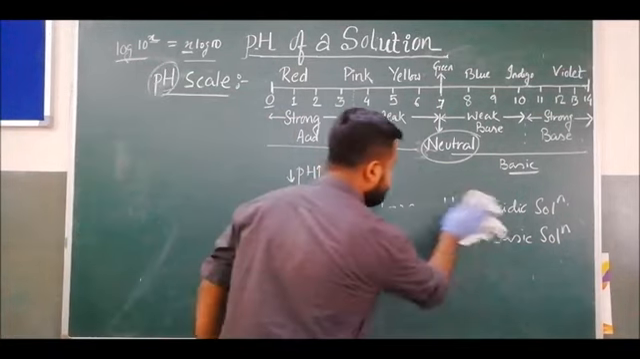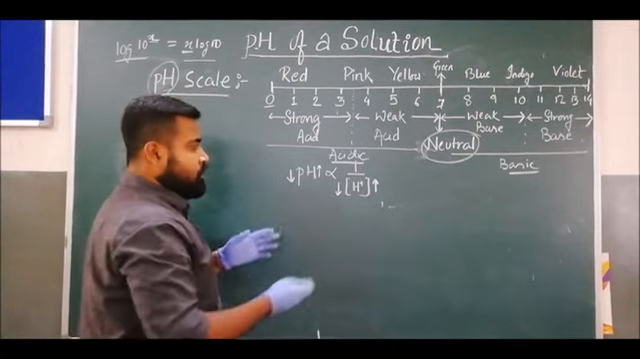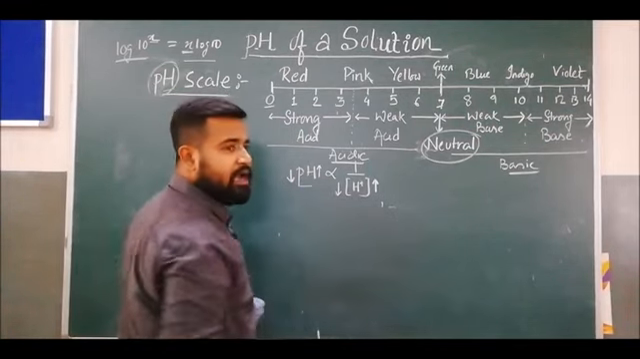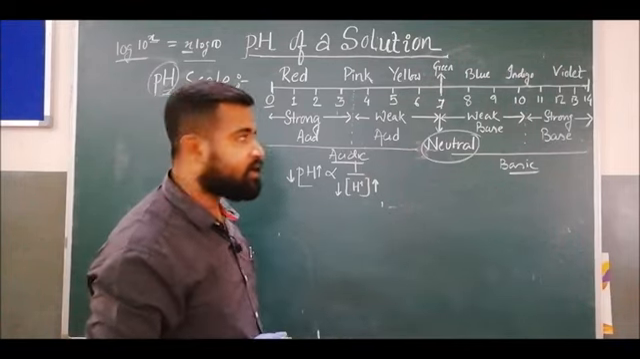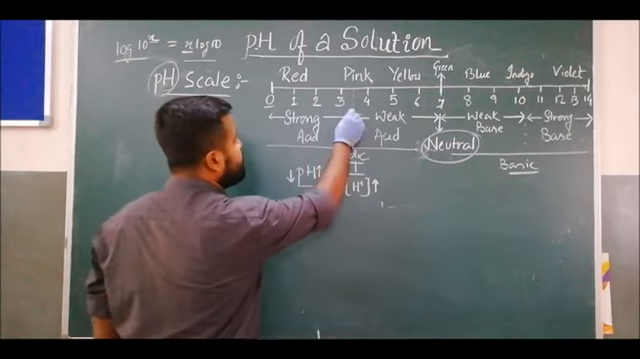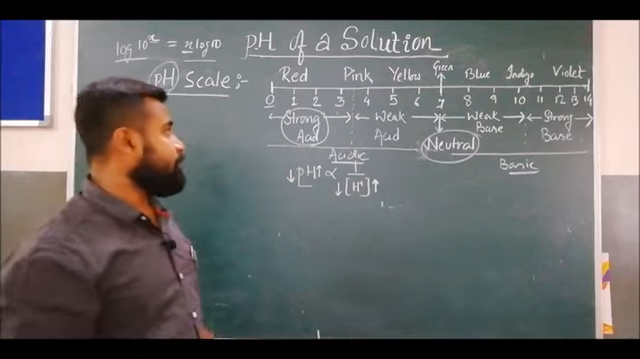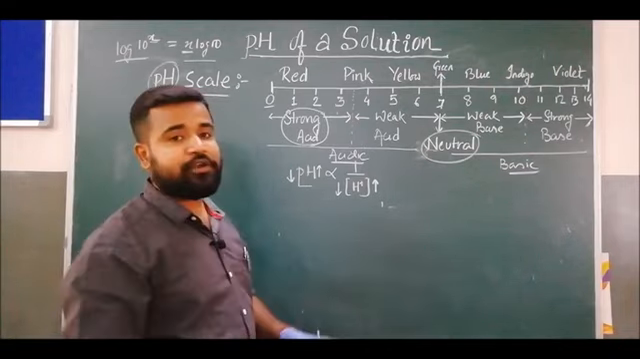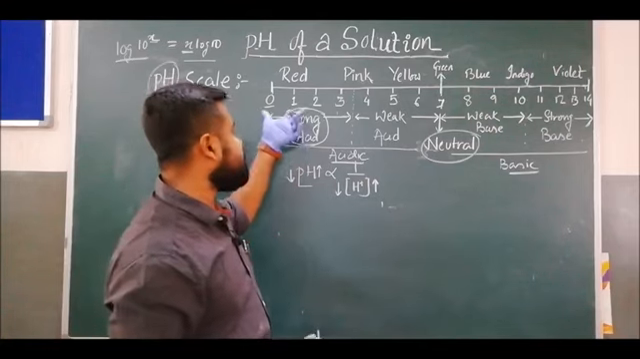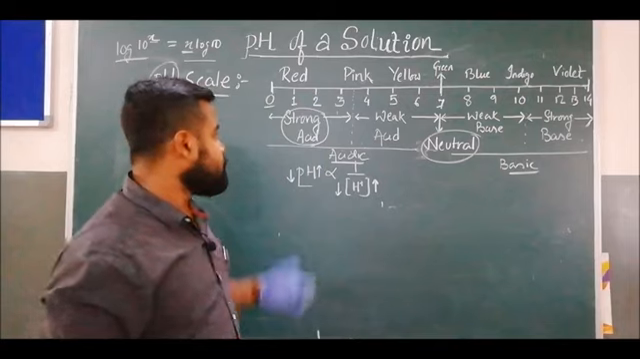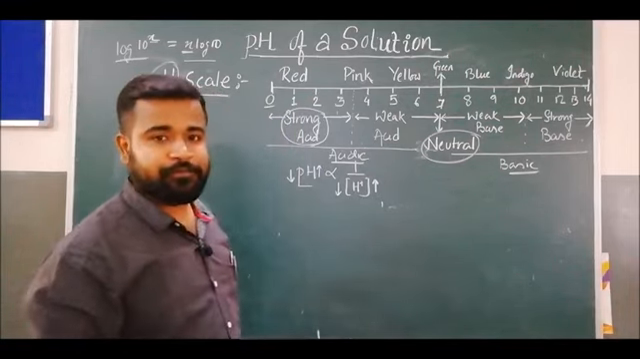Now next, I have told you the smaller the pH value, the greater the hydrogen ion concentration. It means more acidic. Greater the H plus ion, greater will be the acidic character. So 0 to 3.5, approximately, is the strong acid. Strong acids have pH in between 0 to 3.5.